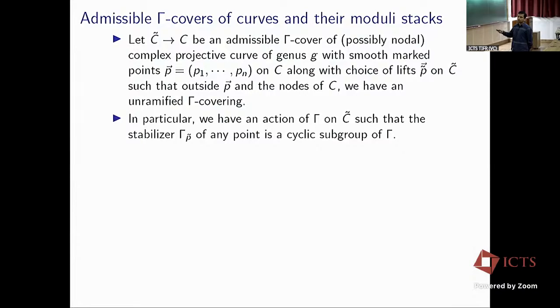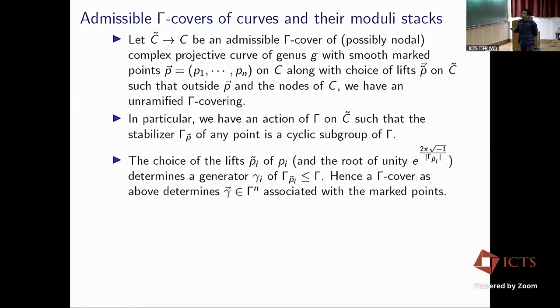So even for the node, we impose this. For the smooth point it is clear, but for the nodes also, we impose that the stabilizer is a cyclic group, and the stabilizer should not interchange the branches of the nodes. So that's part of the condition of being an admissible cover. So for any point in the top curve, its stabilizer is a cyclic group.